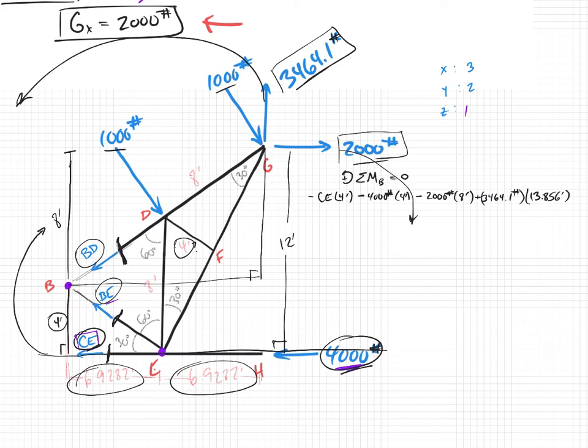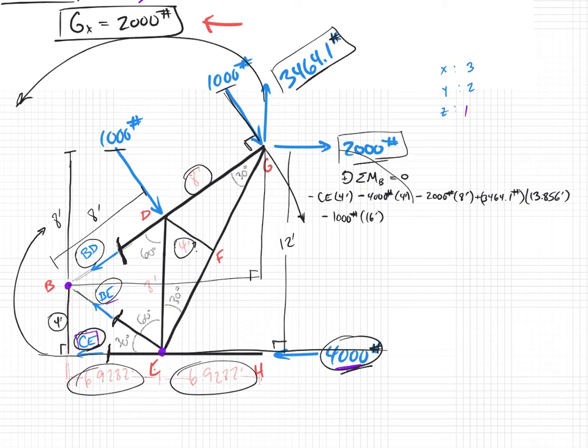Okay, so there's my right angle. And then let's see, this 1,000 right here, it's 8 feet plus another 8 feet. So that's a 16 foot, because again, here's my right angle. And that one's causing things to go this way, which is a rotation of a negative. So we'll do negative 1,000 pounds times that 16 feet.